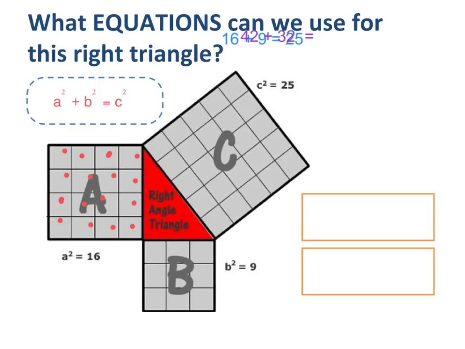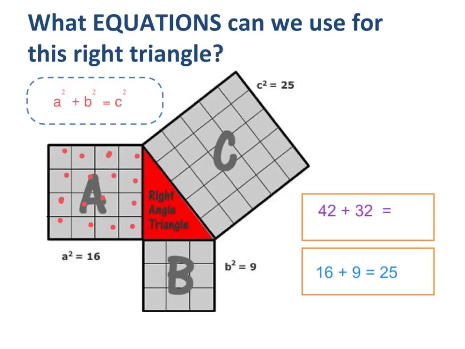So let's take a look at our formula. I say, because a squared plus b squared equals c squared, that 4 squared plus 3 squared equals 5 squared. Then I've got 16 plus 9 equals 25. Is that true? 4 squared is 16, 3 squared is 9, 16 plus 9 does equal 25. So I know this is a right triangle.